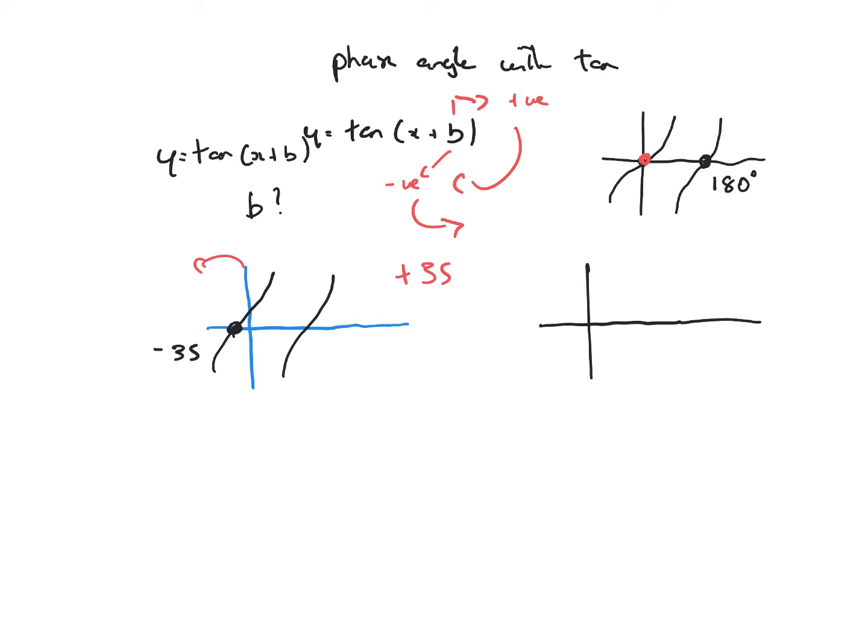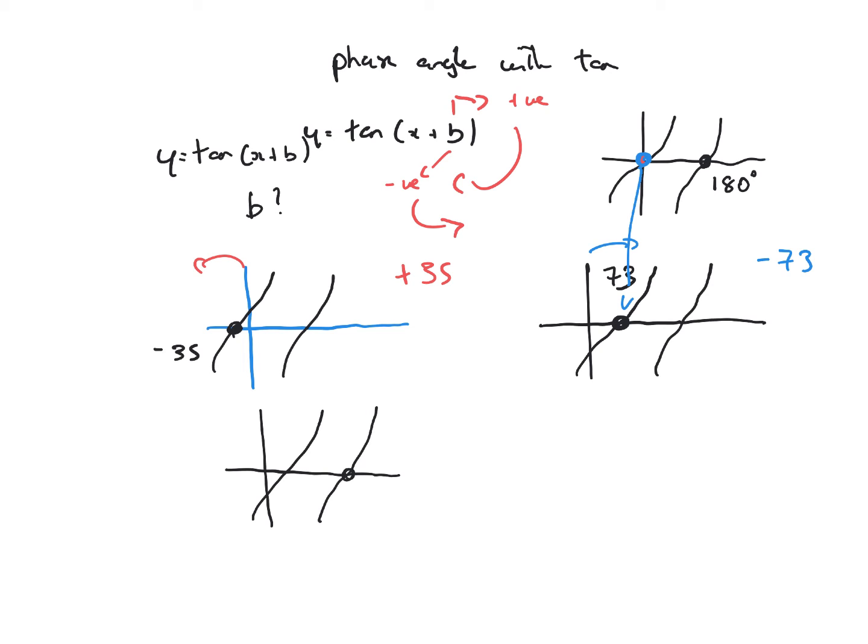Okay, next one. It cuts at 73. So 0 has now cut at 73, so it's been moved 73 degrees to the right, so that's in the positive direction, that's minus 73. Okay, next one. 211, that matches up with 180, so it's been moved 31 degrees to the right, in the positive direction, minus 31.